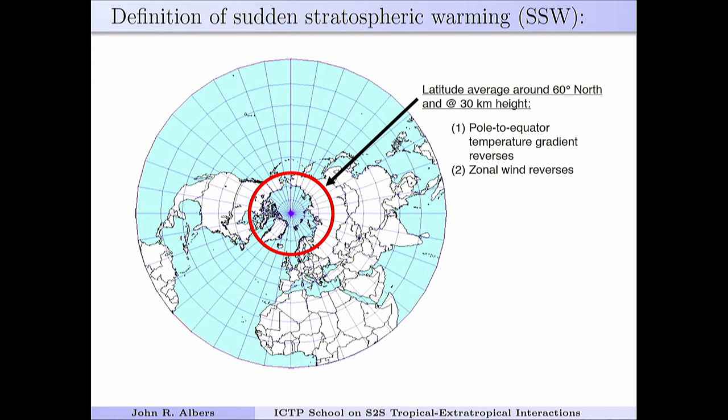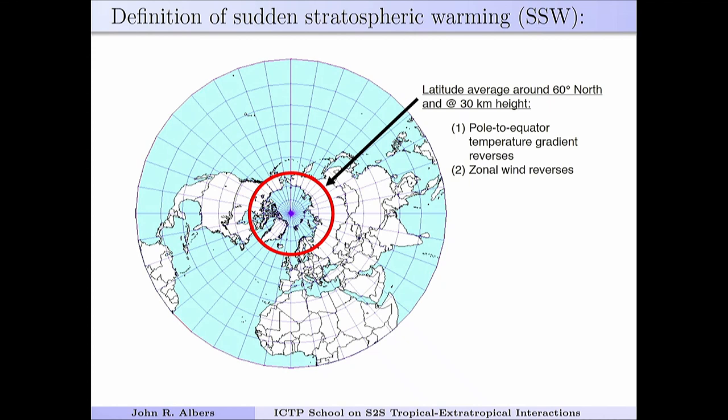If we take a latitude circle where I've drawn the red line, around 60 degrees north at about 30 kilometers in height, what we need to see is the zonal wind switch from westerlies to easterlies, and the pole to equator temperature gradient needs to reverse. And I'll show exactly what that means.